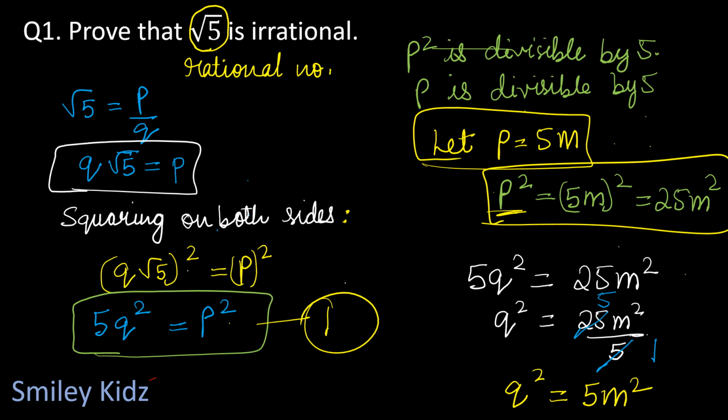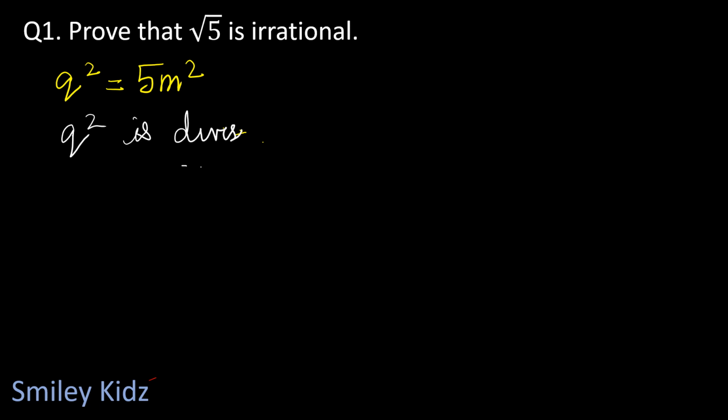Now, what are you going to write? Q square is divisible by 5 and Q is divisible by 5. That will be your next step. We arrive at the fact that Q square is equal to 5m square. Now, Q square is divisible by 5, and Q is also divisible by 5.